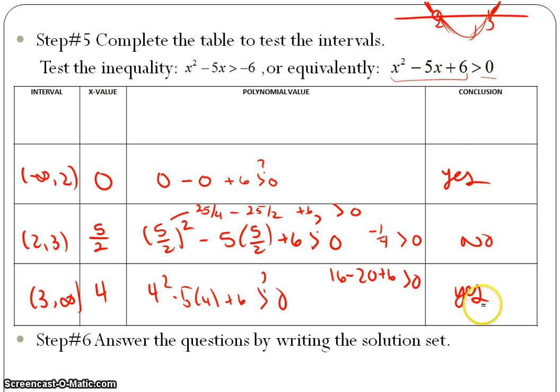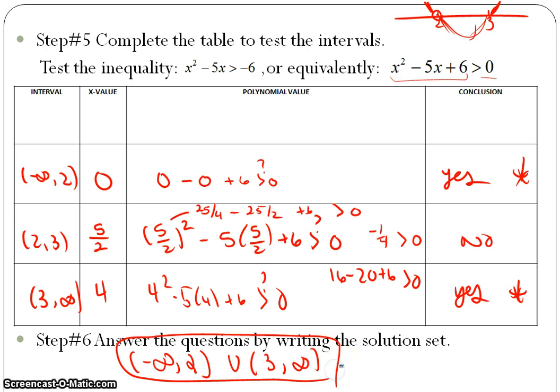So now we have two yeses, so we know that this parabola is above the x-axis, bigger than 0, or equivalently, this parabola is above the y equals -6 line on two intervals: from minus infinity to 2 union 3 to infinity, because we had two yeses.